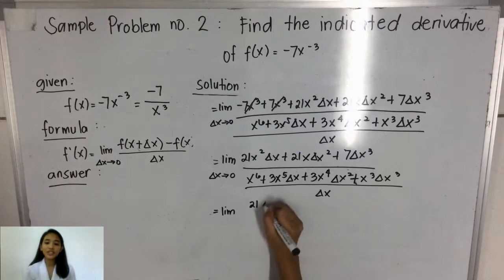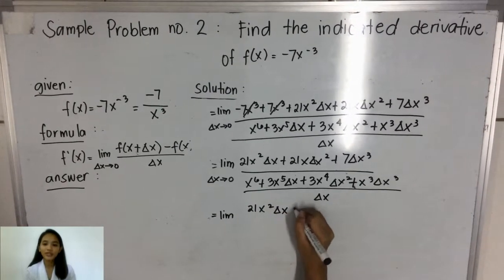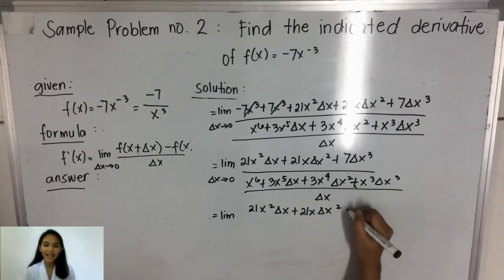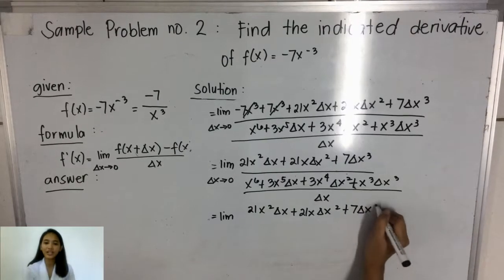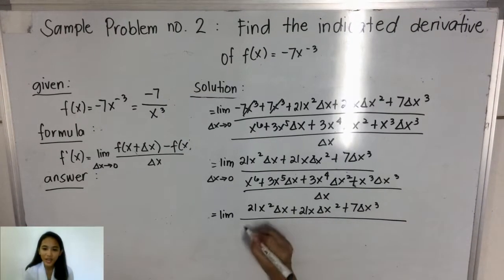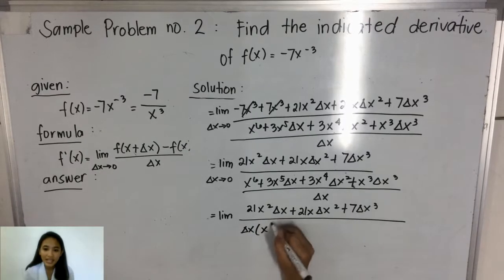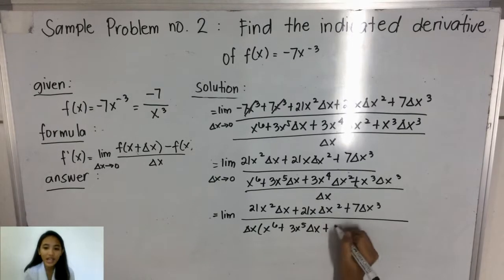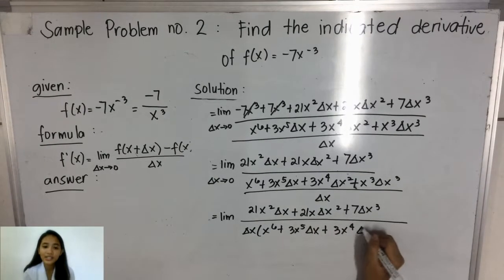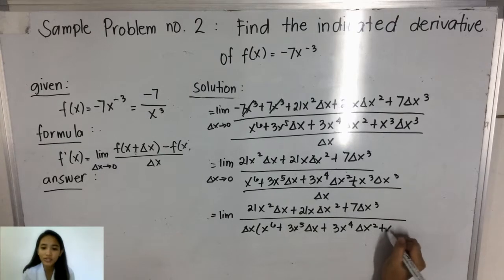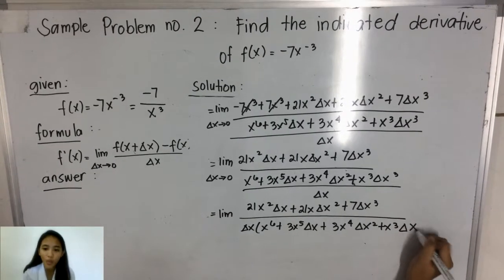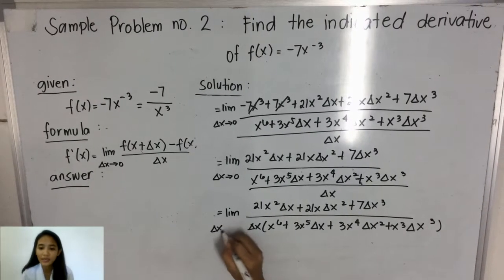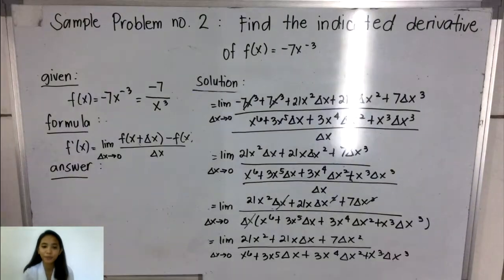Taking consideration of the denominator now, we will divide the numerator by the delta x. After cross-multiplying the delta x to the denominator of the whole numerator, the delta x of 21x squared delta x will be cancelled, since this and the denominator will take up as 1. The delta x of 21x delta x squared will have its exponent subtracted from the exponent of delta x in the denominator, which is 1, as stated by the quotient rule in the operation with powers, and the same thing applies to 7 delta x cubed.